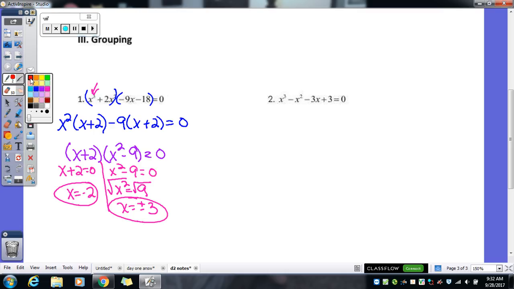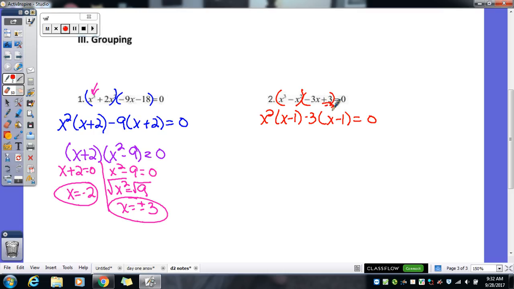All right, let's try our next one. Again, group the first 2, group the last 2. What's our GCF within the first 2? X squared. So that gives me x minus 1. Our GCF within the last 2? -3, yep. So then we get x minus 1. Because remember, when I divide that by the -3, it gives me that -1 there.